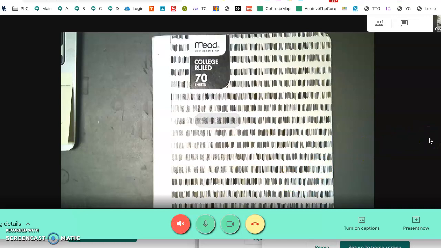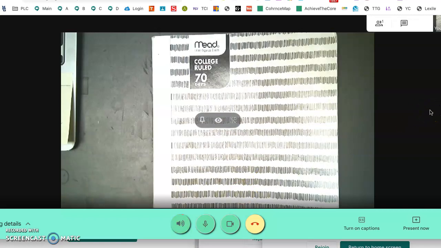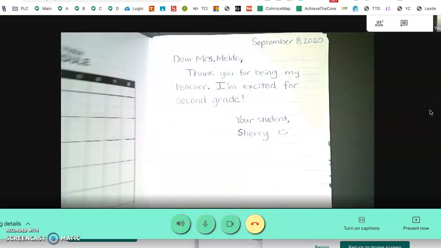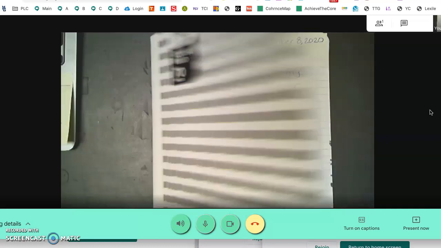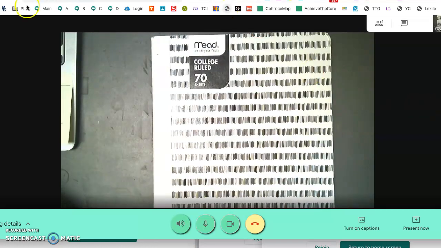What you will need is your composition book, and we are going to continue writing letters, friendly letters. Mine might look a little bit different than yours on the cover, but it will be the same inside. So as I was saying, boys and girls, we're going to be writing a friendly letter again.